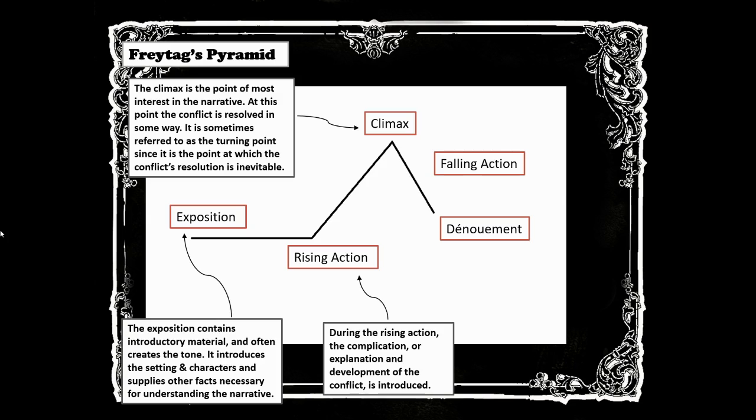So there are a few ways we can think about the climax. The climax is the point of most interest in the narrative. It's the point where the conflict is resolved in some way. It sometimes is referred to as the turning point, since it is the point at which the conflict's resolution is inevitable. So if you remember, at the climax, the story can only go one way after the moment of climax.